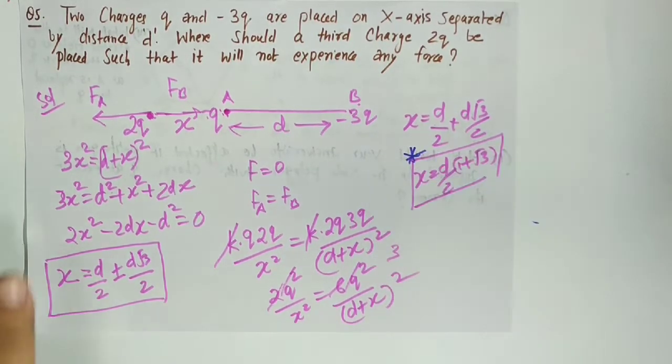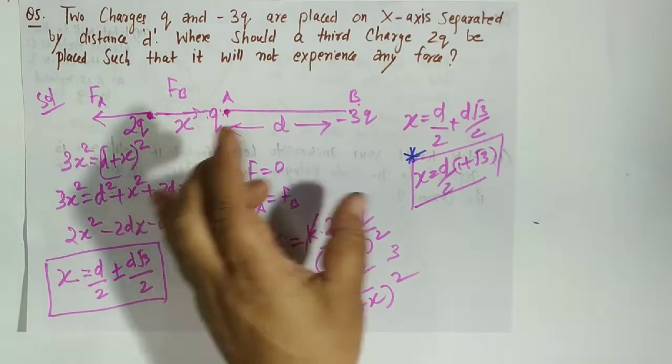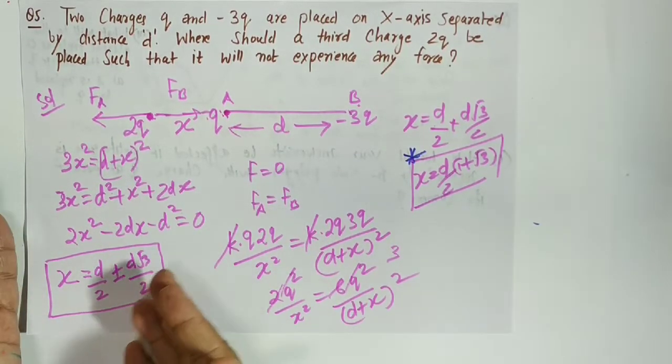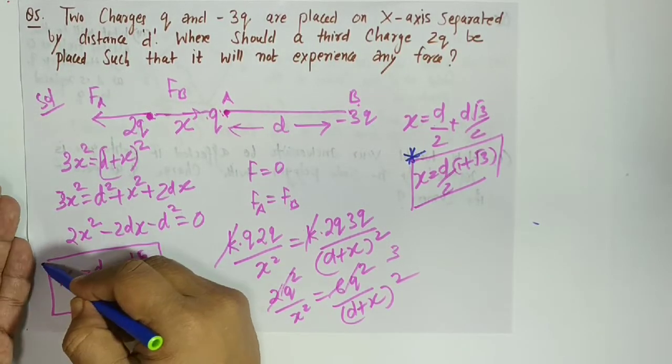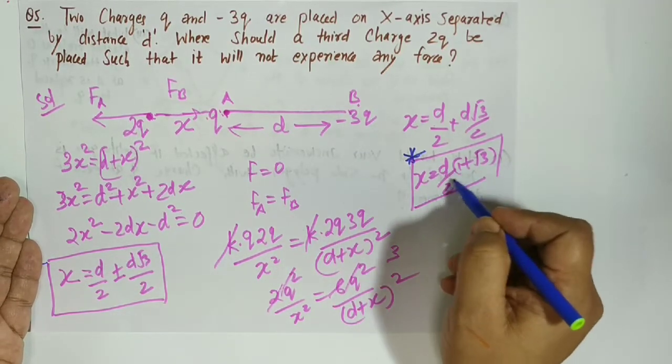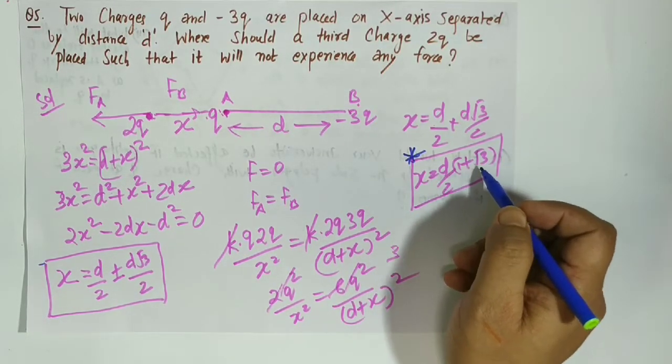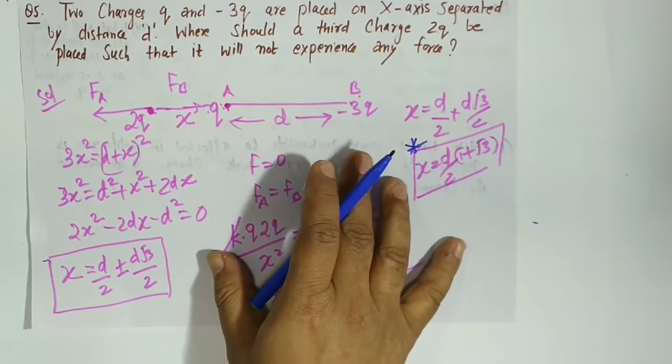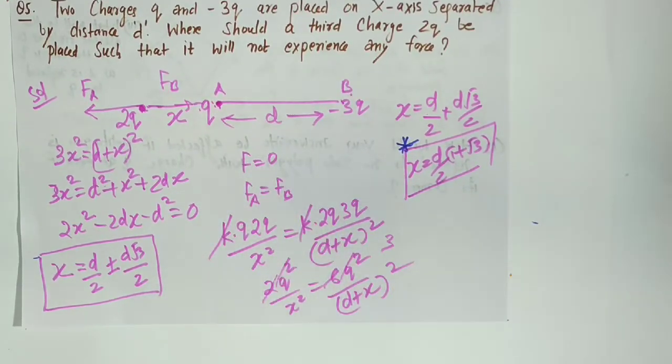So see here, very simple. You took two forces, F and FB, which are the same, and then there was a quadratic equation, and then you find two roots, and the final answer is d by 2, 1 plus root 3. So it's also a very important question from the exemplar. Okay.